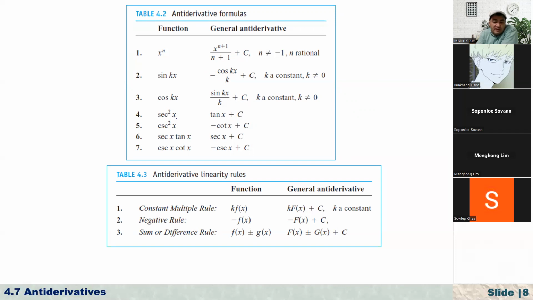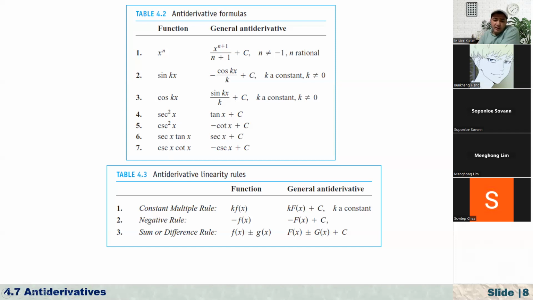And secant squared of x, what function's derivative is secant squared of x? It is tangent of x plus c. Cosecant squared of x, that is minus cotangent of x. And how about secant x tangent x? That is secant x plus c. Or cosecant x cotangent x, that is minus cosecant of x.